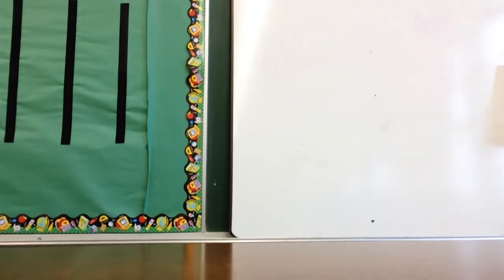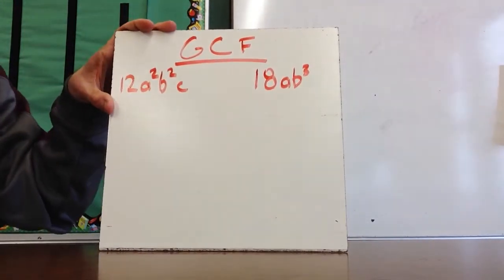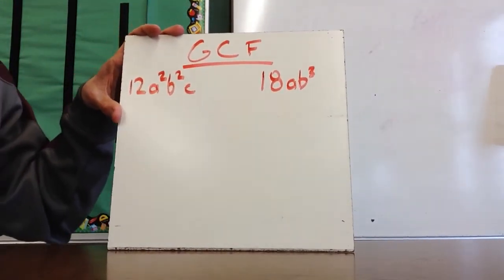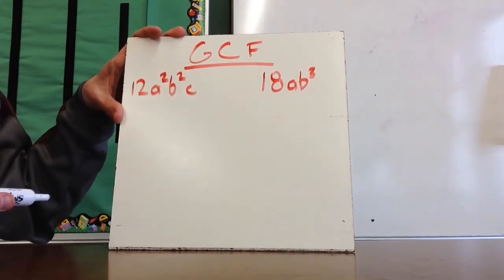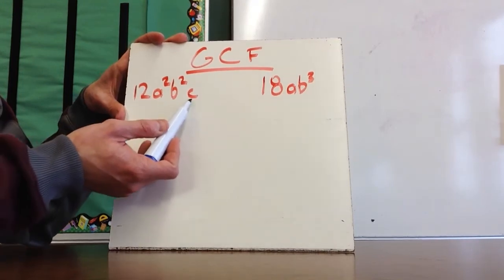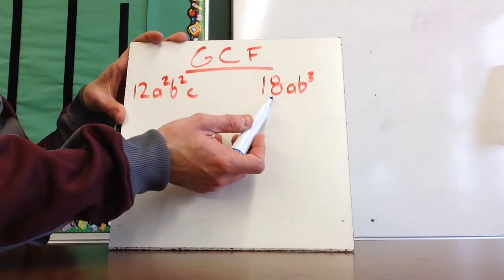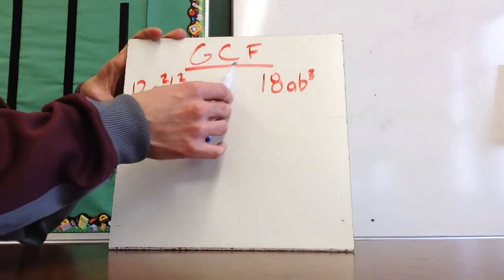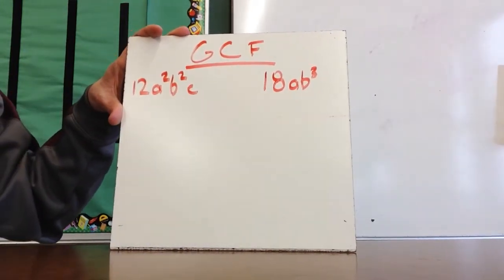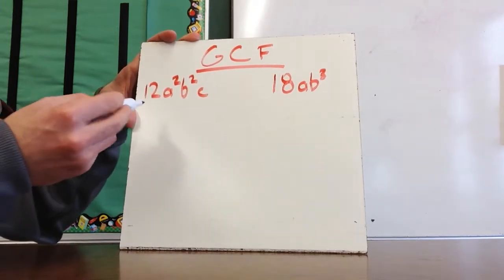Alright, the second problem you're going to see is one that deals with greatest common factors. And so what we need to do is similar to what we just did. We need to find the prime factorization of 12a squared b squared c, and then need to find the prime factorization of 18a b to the third, and then remember GCF means greatest common factor, so I'm trying to figure out what is the greatest number that they have in common.